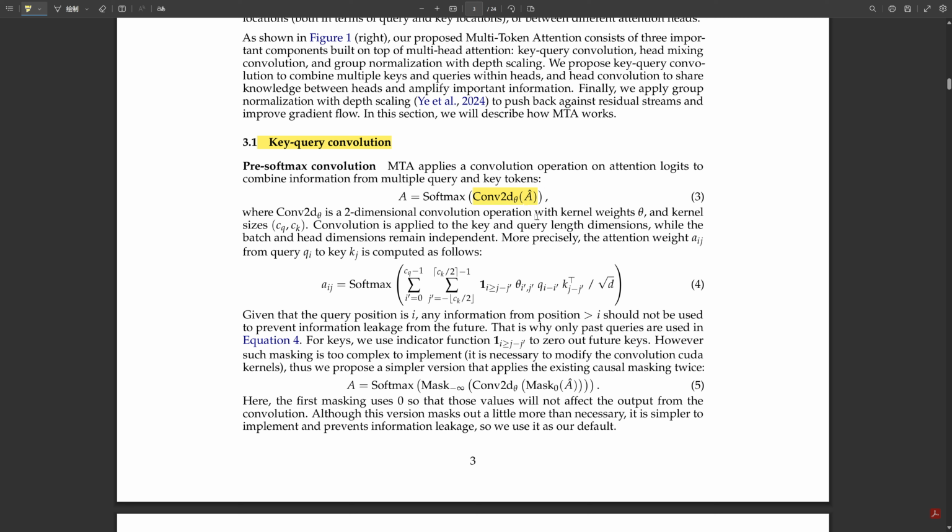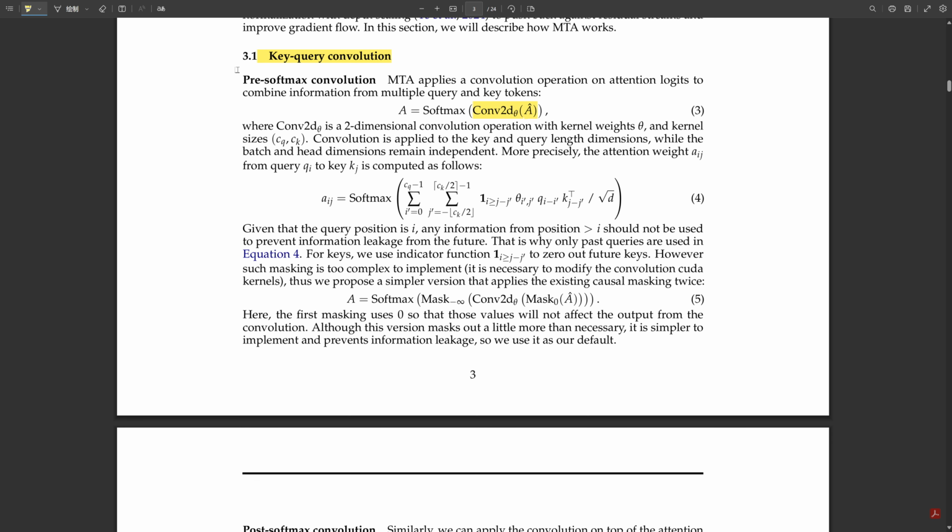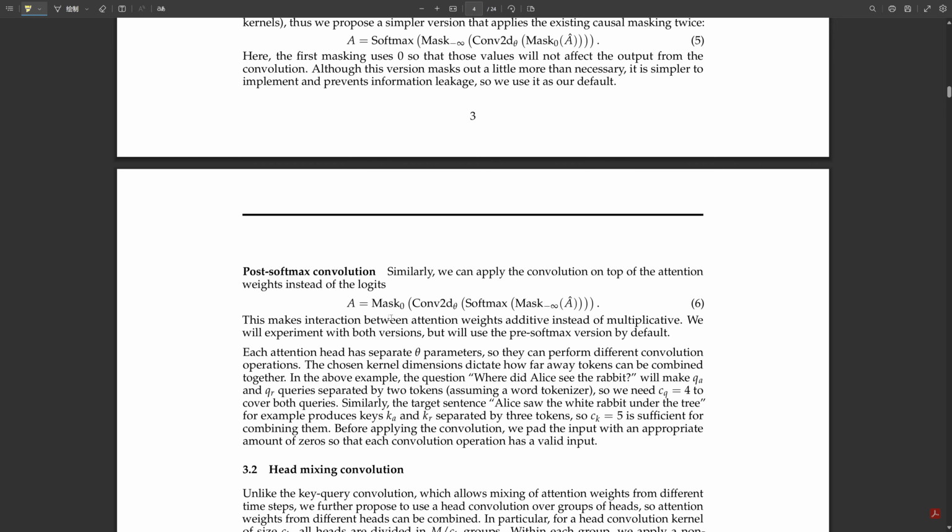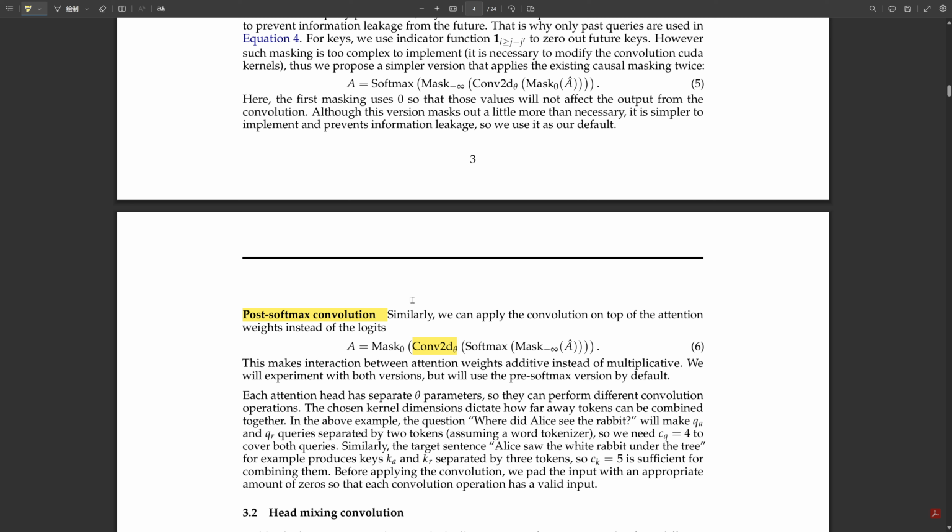Now, the notes mention both pre-softmax and post-softmax convolution. What's the academic difference between those two? Like, why would you choose one over the other? It's a subtle but important distinction. Pre-softmax convolution works on those raw similarity scores before they're turned into probabilities. So the interactions between those multiple tokens happen in a space where the relative importance isn't decided yet. Interesting. It's like a more complex multiplicative interaction.